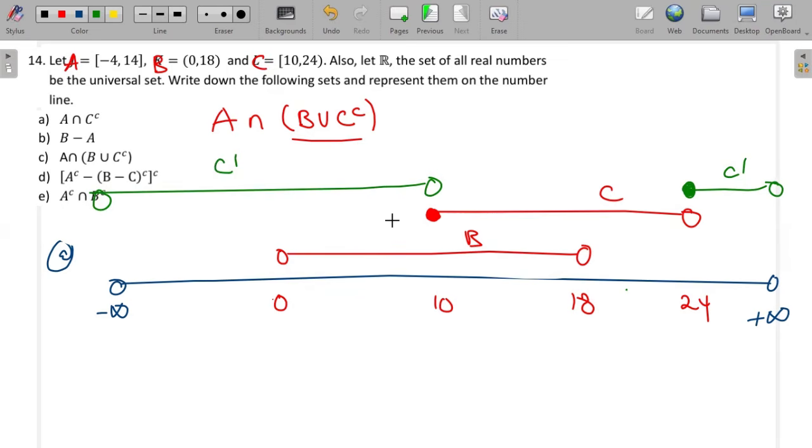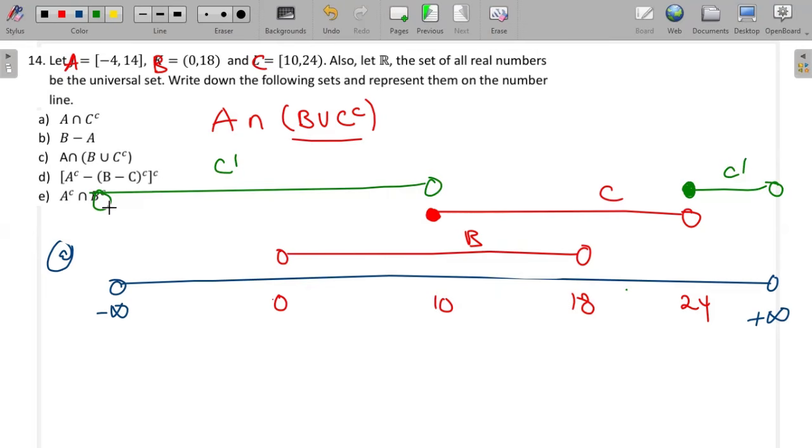Now we're trying to unionize the C complement with the B. Follow the story very nicely. We are taking the union here. Most students make a mistake here. We are taking the union of C complement with the B. Wherever there's C complement, I need to get those values, and wherever there's B, I need to get those values. We're not taking the intersection.